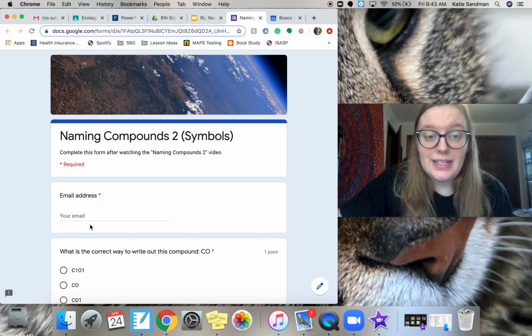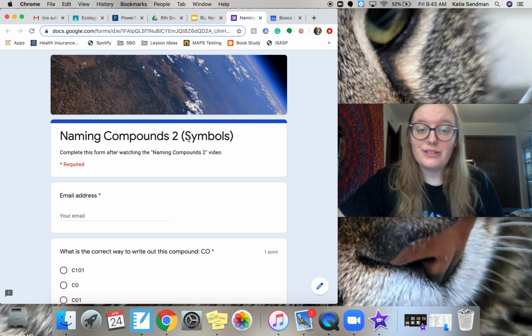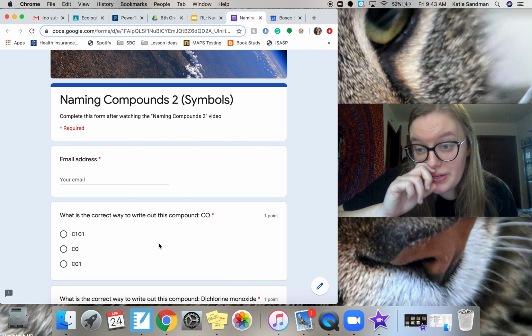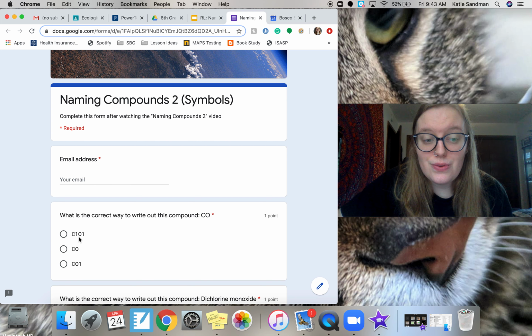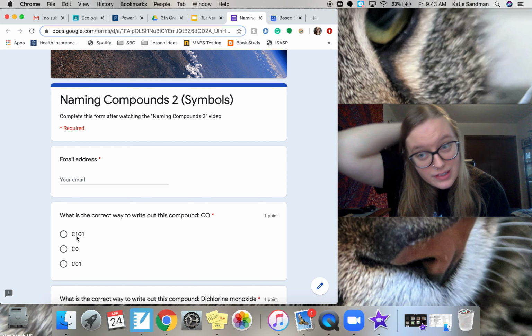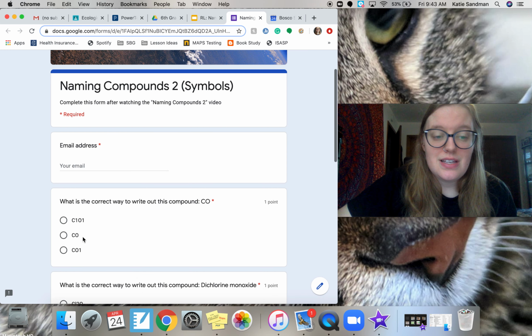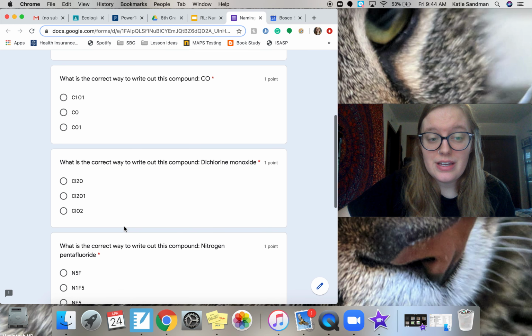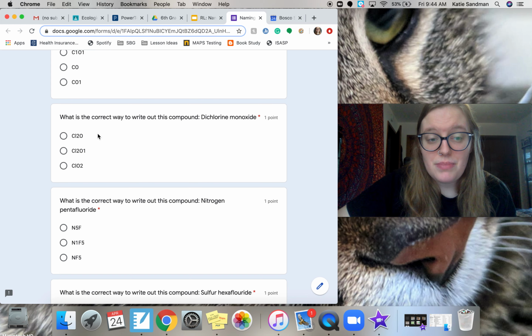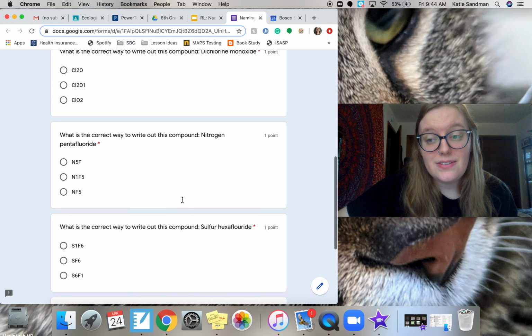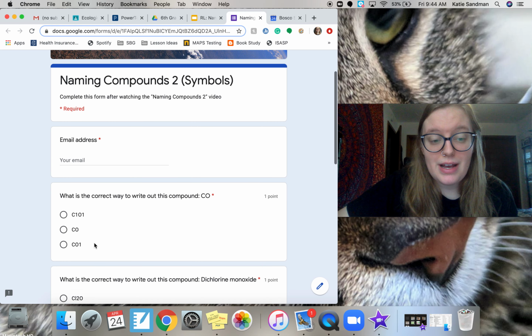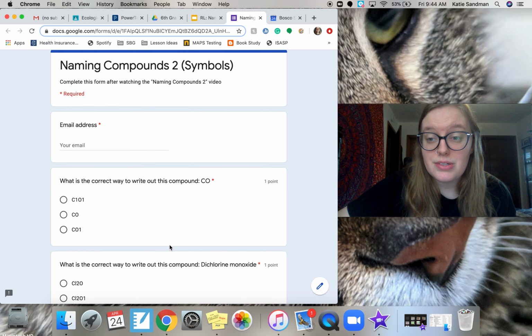I'm going to have you complete another Google form over naming compounds. It's called Naming Compounds 2 Symbols. What I want you to note is that I can't do the subscripts on the Google form. So you're going to see that the subscripts are actually a full number here. Please know that they're supposed to be subscripts, like C101 when you are answering it. I know it might be a bit confusing, but if you get a poor score on it, then definitely redo it again. Just try to keep it in mind that when you see these numbers here, those are subscripts.